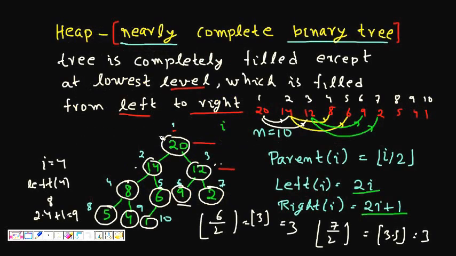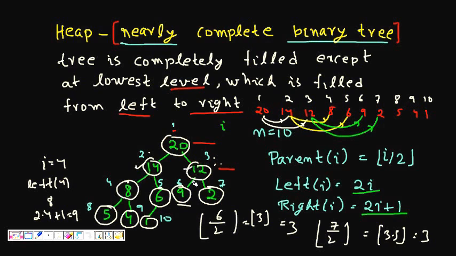If we see, this is a max heap, because for each node you can see that the values of the children, these two, 14 and 12, are less than 20. For this node, 8 and 6 are less than 14.